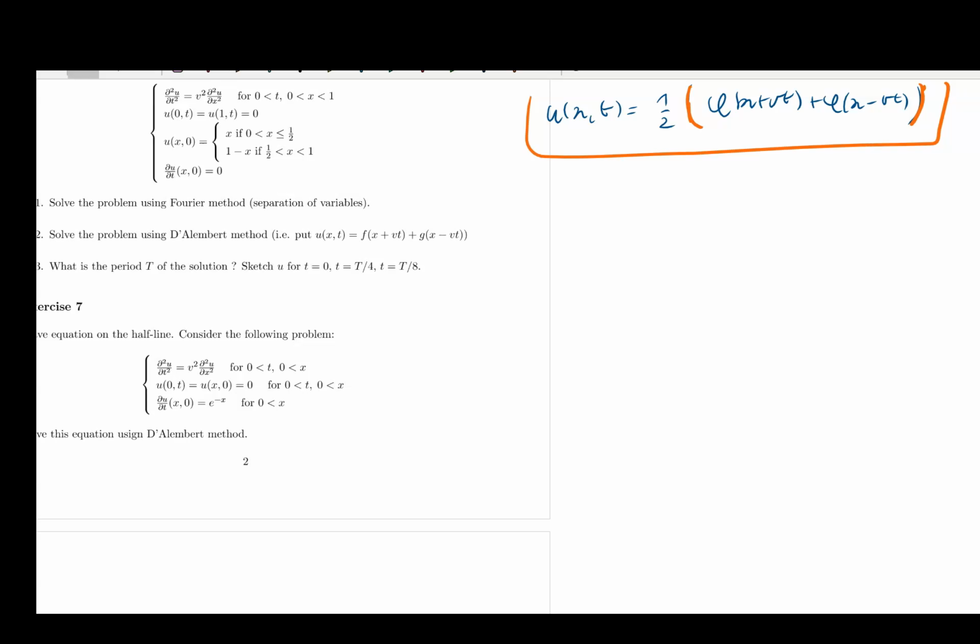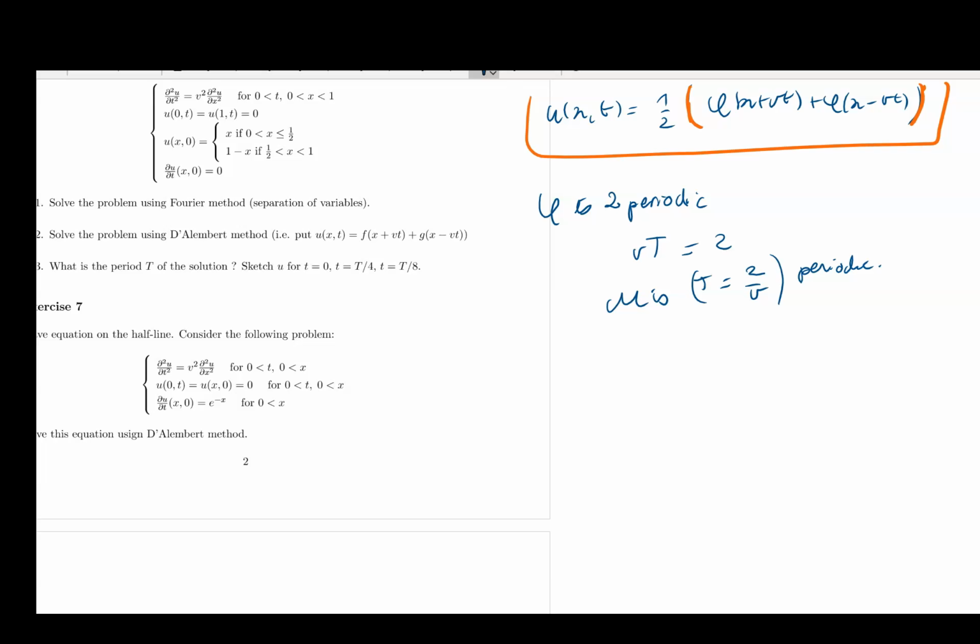Okay, so for that, we remember that phi was supposed to be 2-periodic. Well, we did an odd extension of phi, and we extended that by periodicity. So phi is 2-periodic. So if I want v times my period to be equal to 2, my period is simply going to be equal to 2 over v. Okay, so u is capital T, which is equal to 2 over v, periodic.